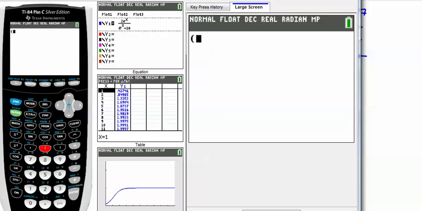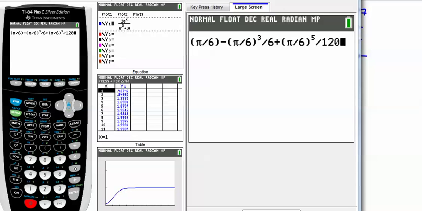And what the heck? Pi divided by 6, minus pi divided by 6 to the third divided by 3 factorial. 3 times 2 is 6, plus pi divided by 6 to the fifth divided by 5 factorial. That's 5 times 4, 20 times 6 is 120.